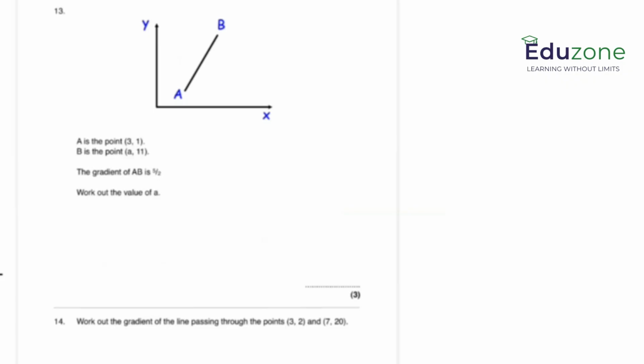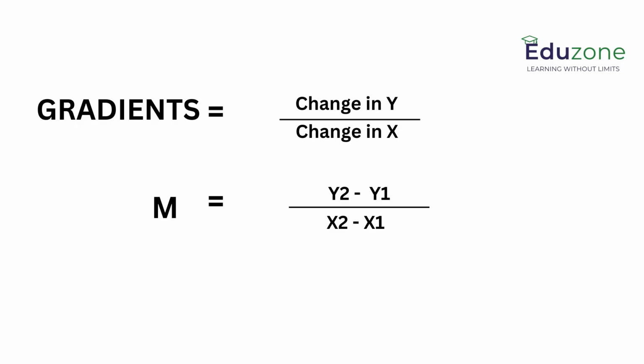This one is just a bit of work. Now, point A is 3, 11. Point B is 8, 5. The gradient is 5 over 2. You should work out a. Don't forget your gradient is y2 minus y1 over x2 minus x1.